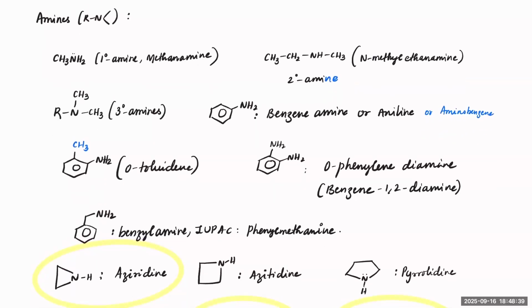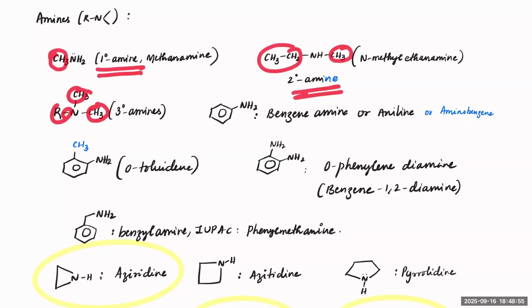Let's start with amines. Amines in general we can classify based on how many alkyl groups they have. If it has only one alkyl group, we call it a 1-degree amine. Two alkyl groups, a 2-degree amine. Three alkyl groups, a 3-degree amine, and so on.